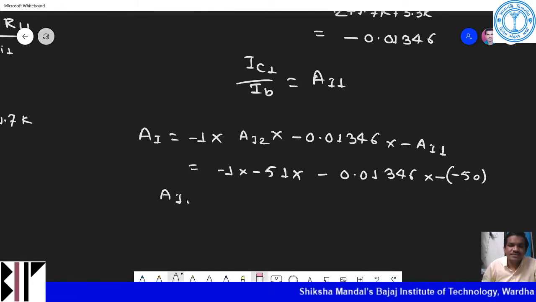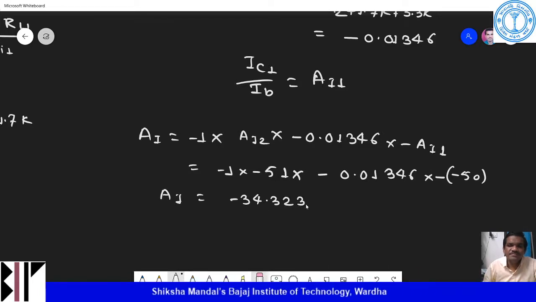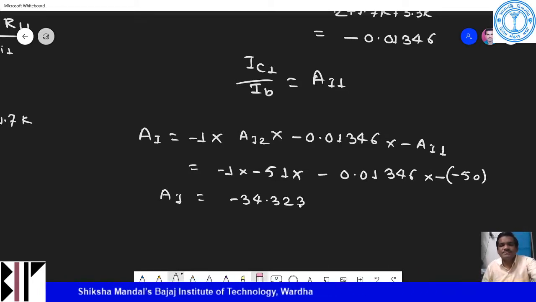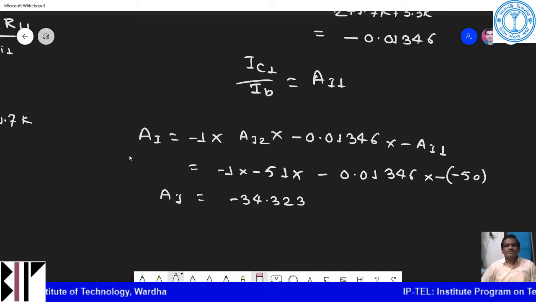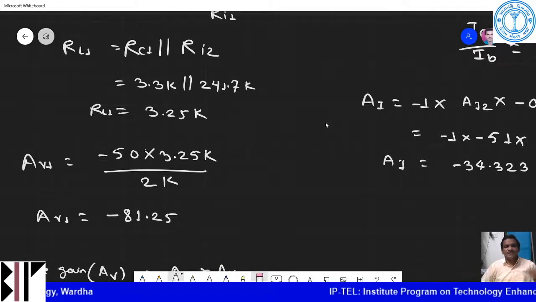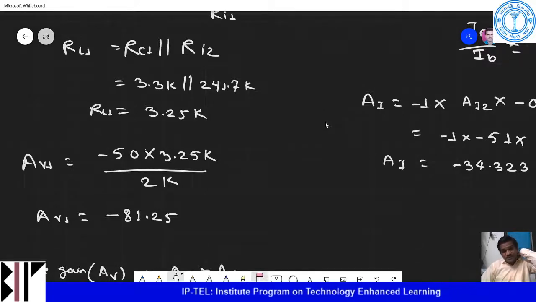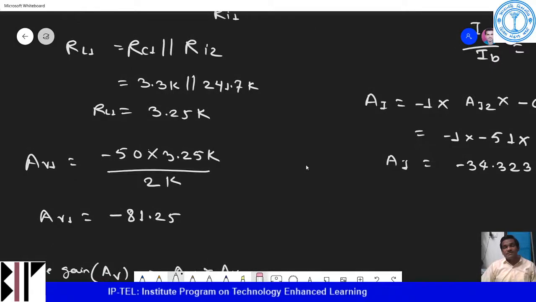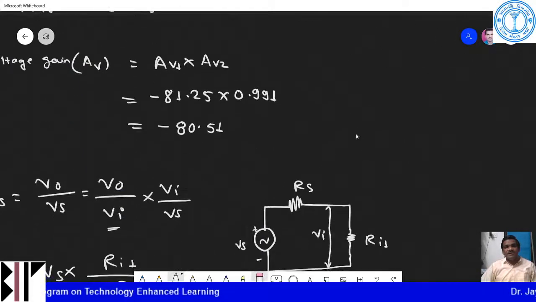So AI is nothing but minus of 34.323. So we have solved these examples. We have calculated current gain, voltage gain, input impedance and output impedance of this two stage common emitter, common collector, CECC amplifier.